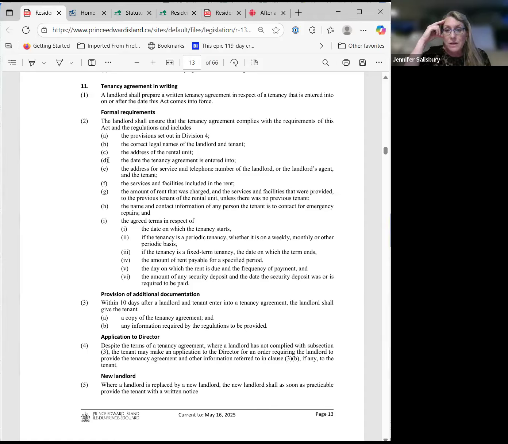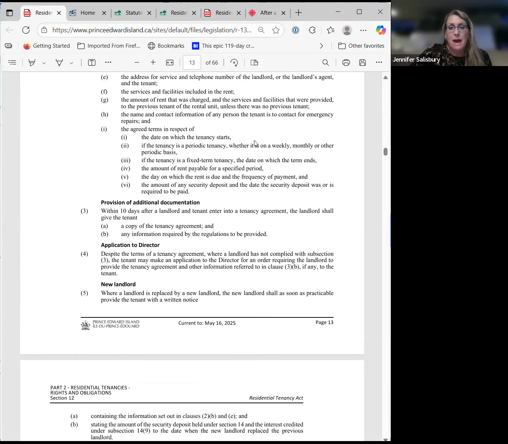Name and contact information of any person that the tenant is to contact for emergency repairs. That's the landlord's agent. And the agreed terms in respect of the date of when the tenancy starts. What's the frequency of it, whether it's weekly, monthly, a year, whatever it is, how long it is. If the tenancy is fixed term, the date on which the term ends, rent payable amount, the day that rent is due, which I always say is the first. Well, it doesn't have to be the first. The frequency of payment and the amount of security deposit and the date the security deposit must be paid.